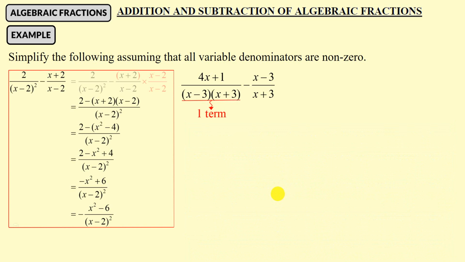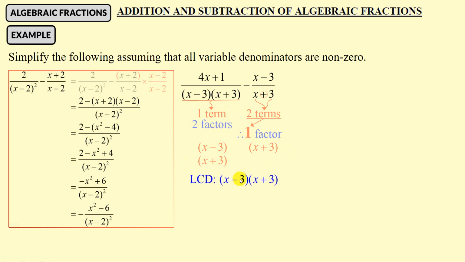One term there. It's two factors: x minus 3, x plus 3. Two terms, so only one factor, but that's your x plus 3. So our lowest common denominator is x minus 3, x plus 3. One of each factor.